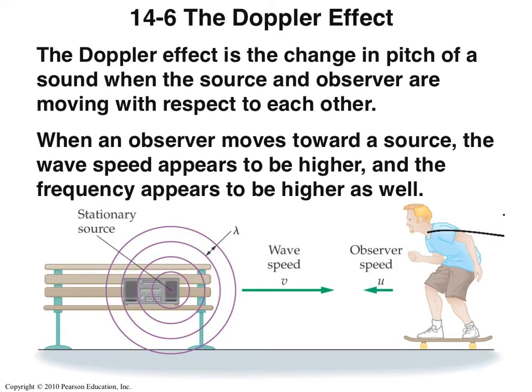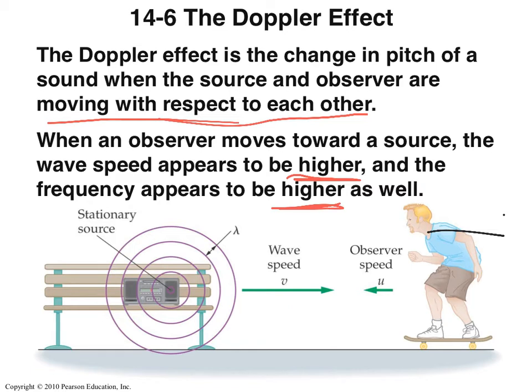All right, so let's talk about how these sound waves interact with the world around us. So this is something that we call the Doppler effect. So the Doppler effect is the change in pitch of a sound when the source and observer are moving with respect to one another. So by that, we mean that when an observer moves towards a source, the wave speed appears to be higher, and the frequency appears to be higher as well.